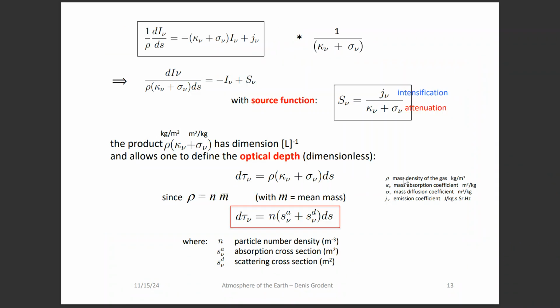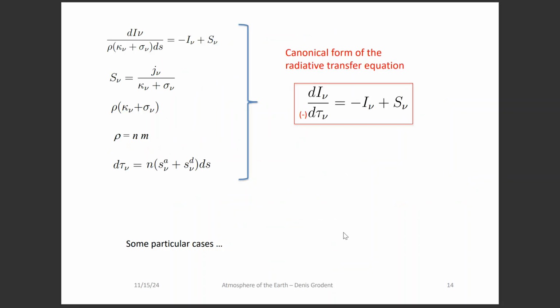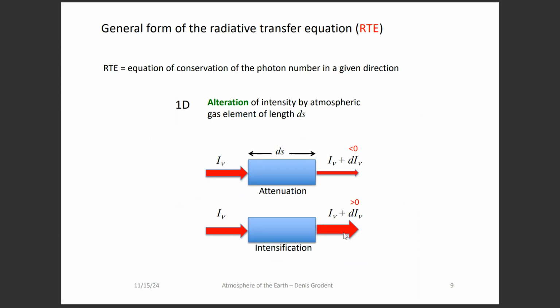Summary. We introduced the source function by multiplying both sides by this coefficient, and here we defined the optical depth. The higher the optical depth, the higher the difficulty for photons to travel towards the end of the gas element, so the higher the probability of being absorbed. So we get the canonical form of the radiative transfer equation.